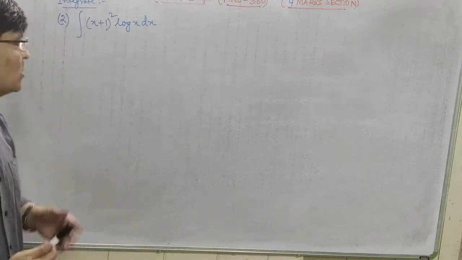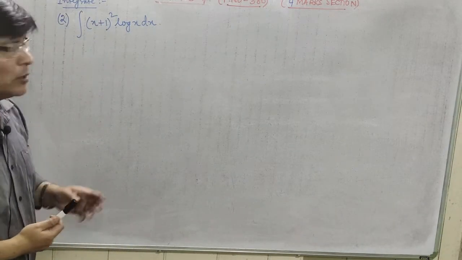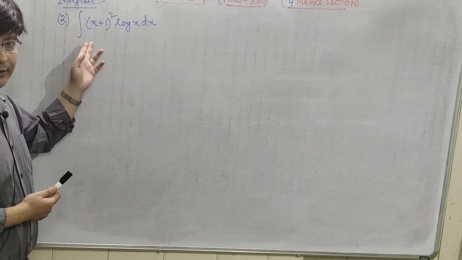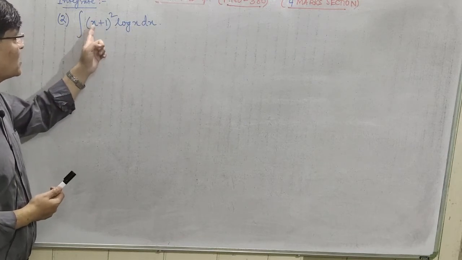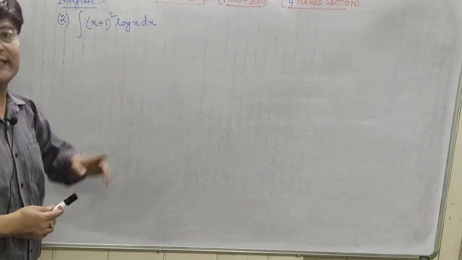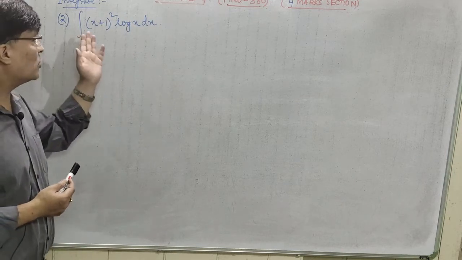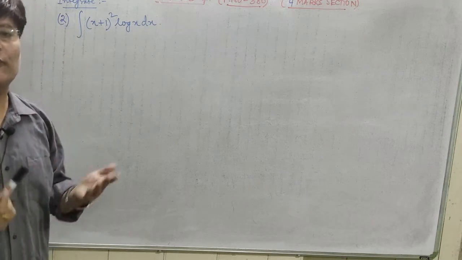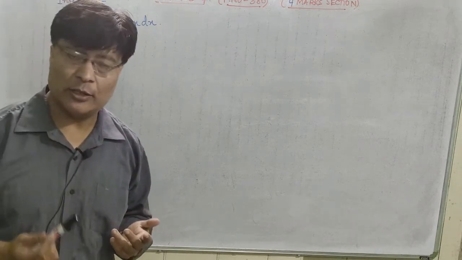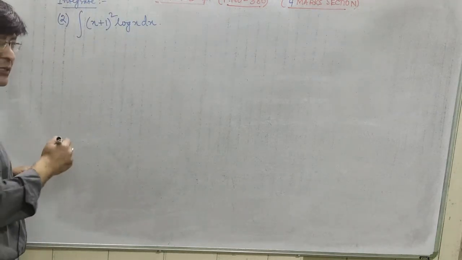So now we'll do the next question, that is question number 2. So you have to evaluate this integration, that is integration of x plus 1 whole square log x dx. So let us evaluate this integration. Here also integration of the product of two functions with respect to x are there, so you have to use integration by parts in this case.